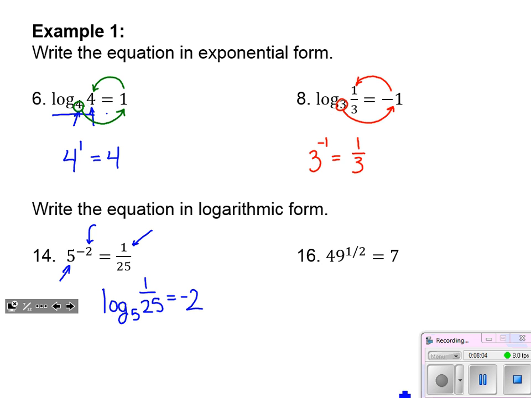And I might just real quickly check through the pattern to make sure it's leading back to where I started. 5 to the -2nd power equals 1/25th. Yes, that's what I started with, so I can be confident in that answer.